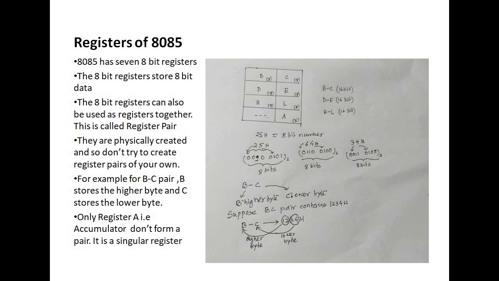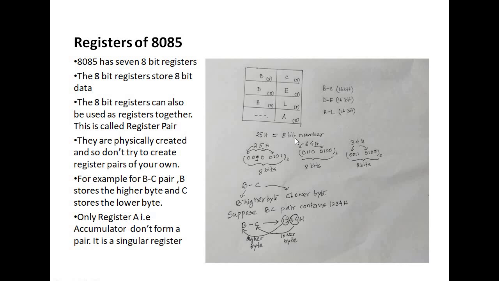we are going to refresh the idea about registers. Okay, so I'm sure enough you have gone through the architecture. So 8085 has 7 8-bit registers. Okay, so what are they? They are A, B, C, D, E, H and L. Okay, so all these are 8-bit registers.